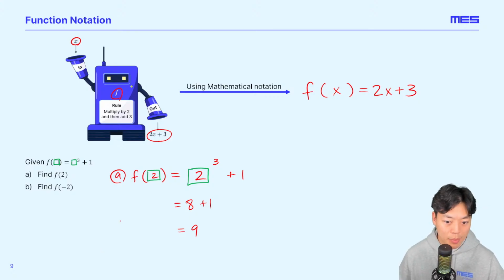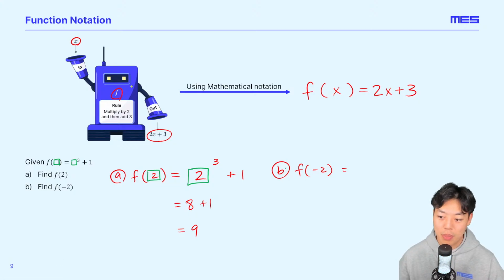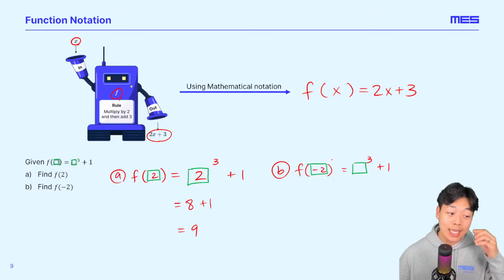Try out letter B. Let me know what you get in the chat. Letter B, we have f of negative 2. And so we have that green box. All of negative 2 is going to go in that green box. I'm going to cube it, like it says here, and then add a 1 after I cube whatever is in the box.